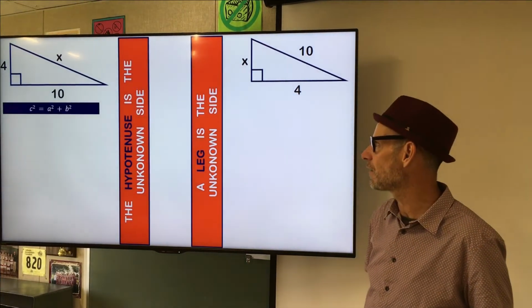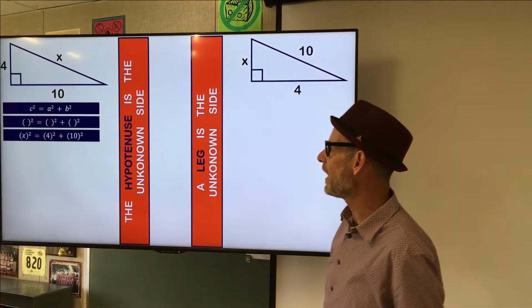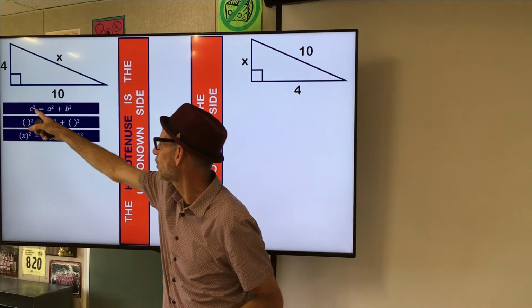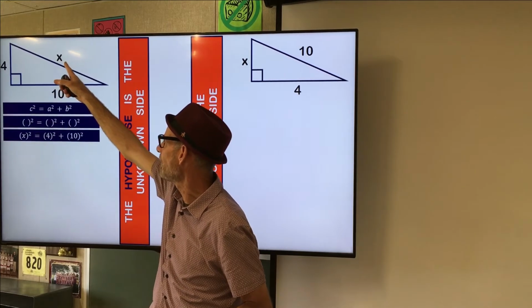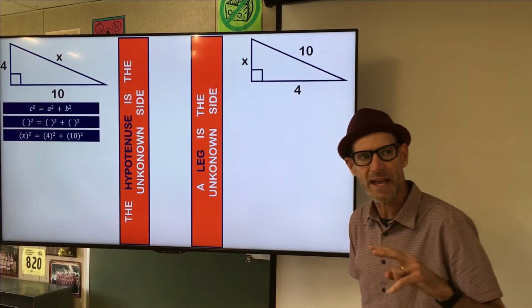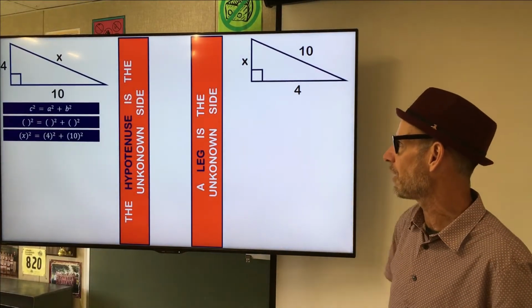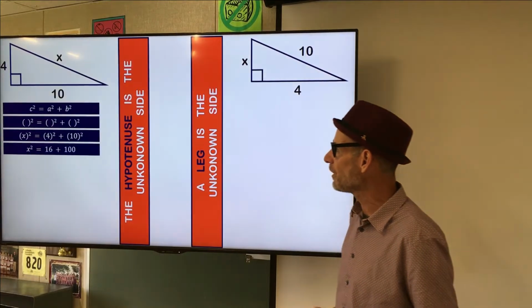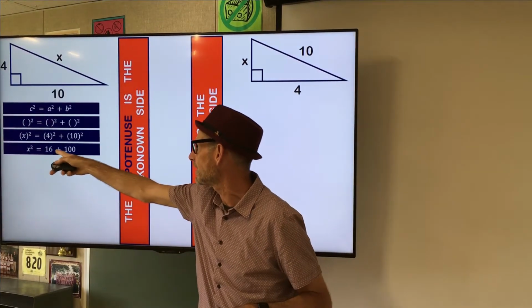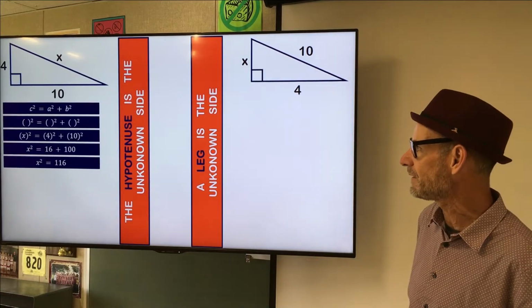So here's the Pythagorean Theorem, and we're going to fill in the variables. Now notice, very important, that the c squared is always whatever's on the hypotenuse. So for c squared, we substituted x. And for the legs, because we're adding, it doesn't matter what order you put them in. So I have 4 squared plus 10 squared. Now I do the arithmetic, and I get x squared equals 16 plus 100. And then I add those, and I get x squared is 116.